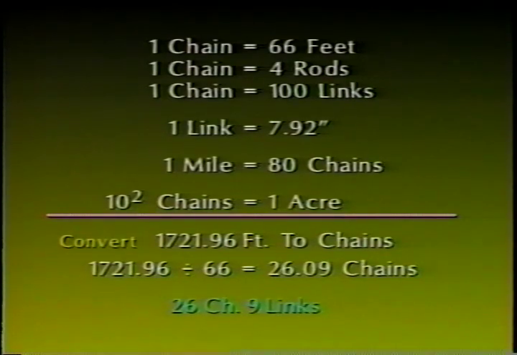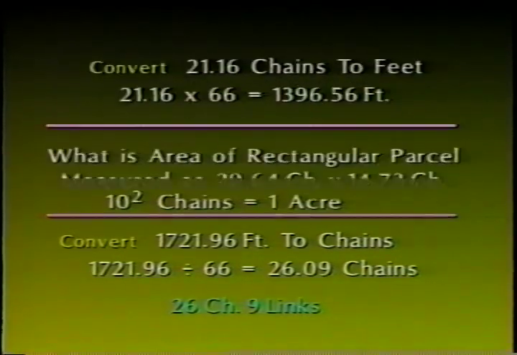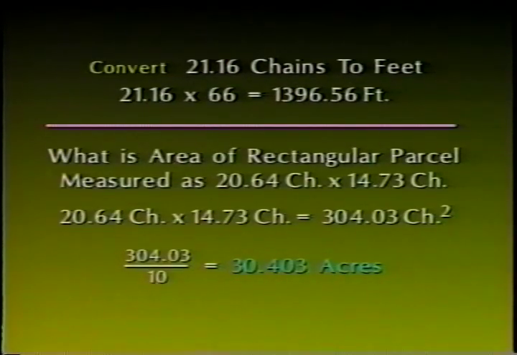Converting feet to chains is accomplished by dividing the number of feet by 66. On the graphic, this operation yields 26.09 chains, or 26 chains, 9 links. In this example, we are converting chains to feet. Simply done, multiply the distance expressed in chains and links by 66 feet.